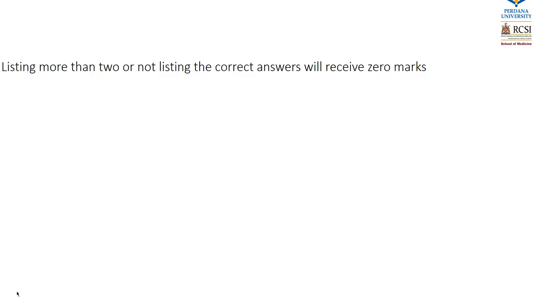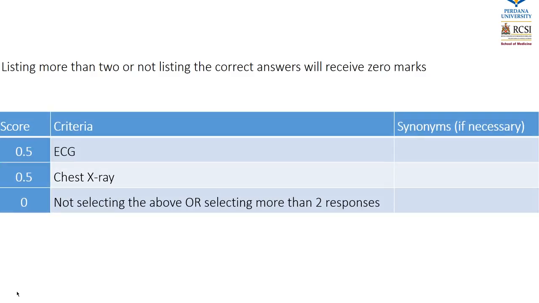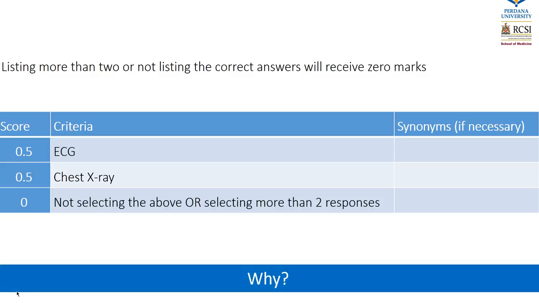Listing more than 2, or not listing those deemed to be correct, will receive 0 marks. The correct answers are 12-lead ECG and a chest X-ray. Why? In this age group, with the background history he has and his smoking history, you have to exclude ischemic heart disease, an acute ischemic event, as the cause of his worsening breathlessness, even though he's got a background of COPD. A chest X-ray should also be done because you also have to exclude other causes, such as lung cancer.